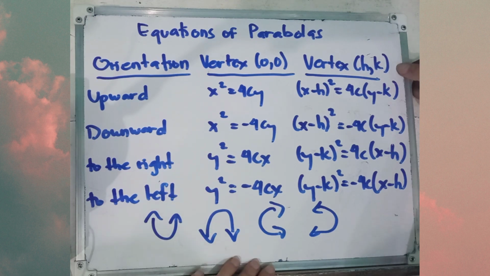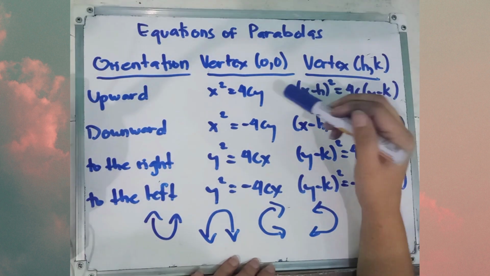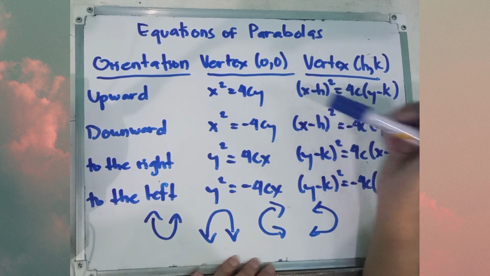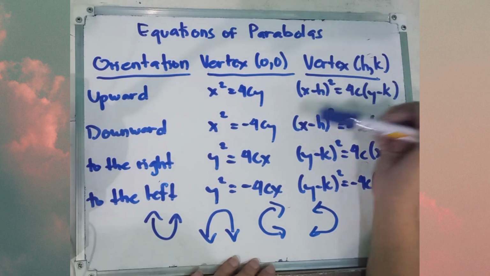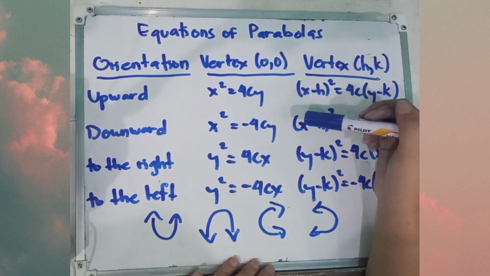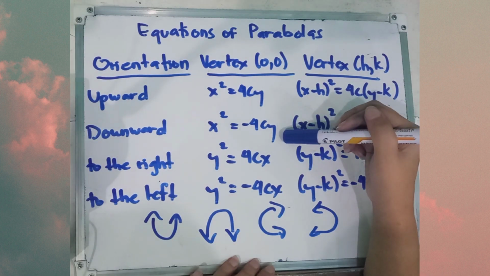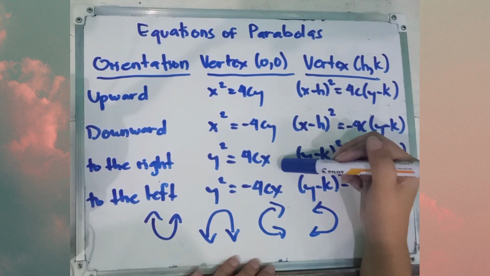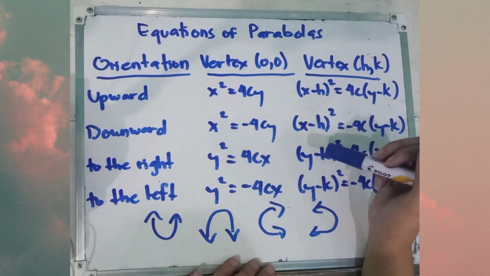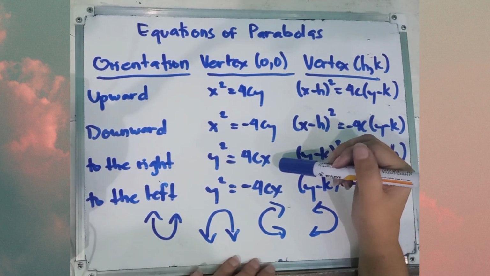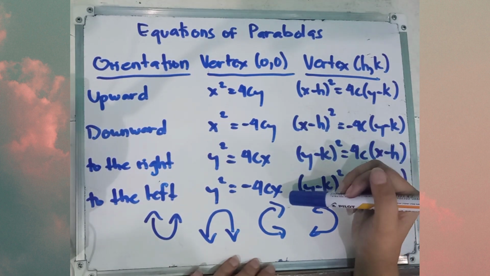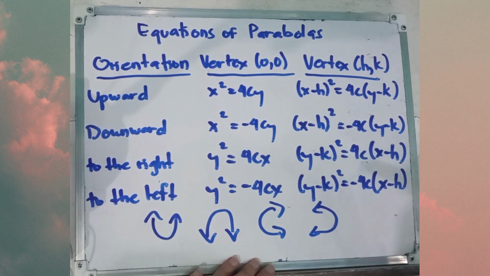Okay. So for graphs with the vertex at the origin, we have the following: x squared equals 4cy if it's opening upward. If it's opening downward, it's x squared equals negative 4cy. If it's opening to the right, that's y squared equals 4cx. If it's opening to the left, that's y squared equals negative 4cx.